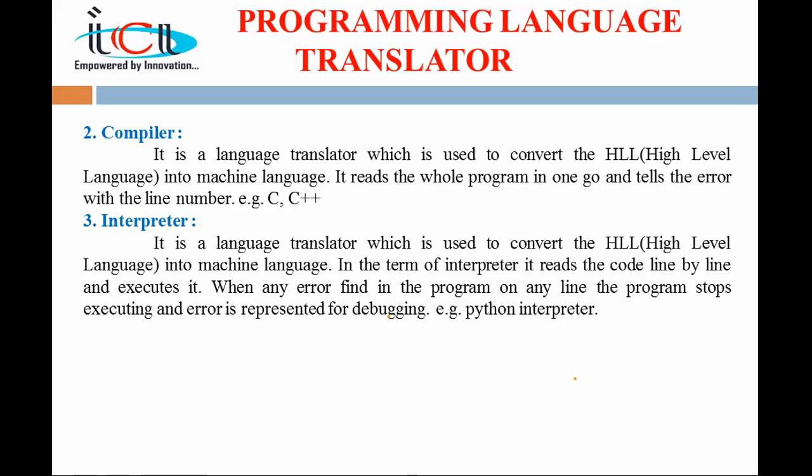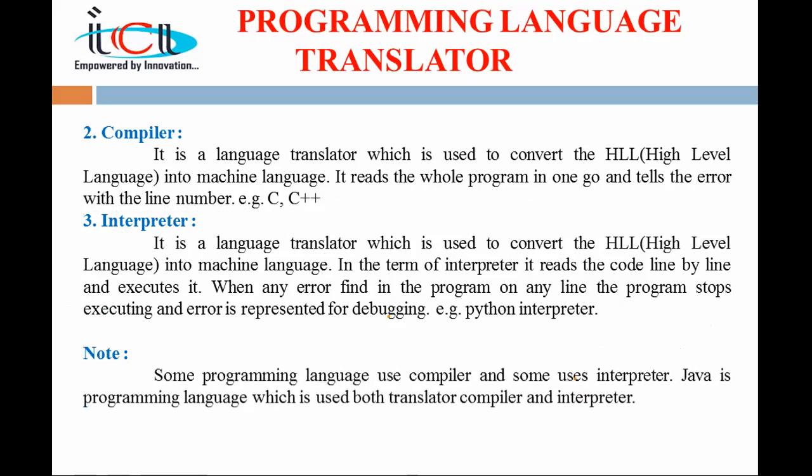For example, Python uses an interpreter. Some programming languages use a compiler and some use an interpreter. Java is a programming language which uses both translators, the compiler and the interpreter.